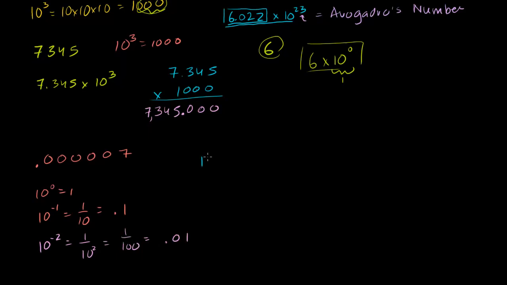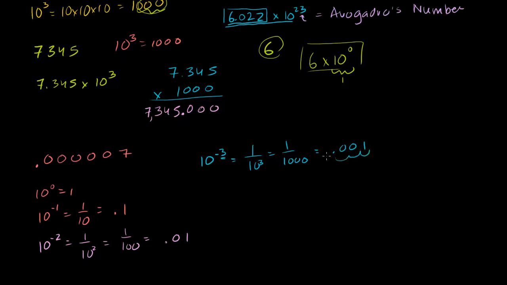10 to the minus 3 is equal to 1 over 10 to the third, which is equal to 1 over 1,000, which is equal to 0.001. So the general pattern here is 10 to the whatever negative power is however many places you're going to have behind the decimal point.